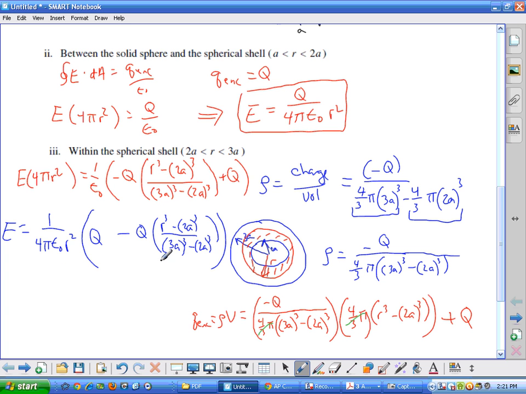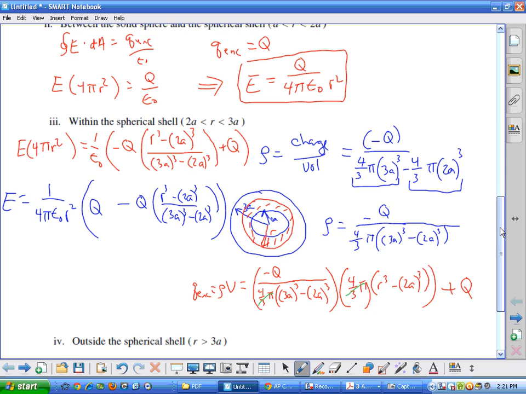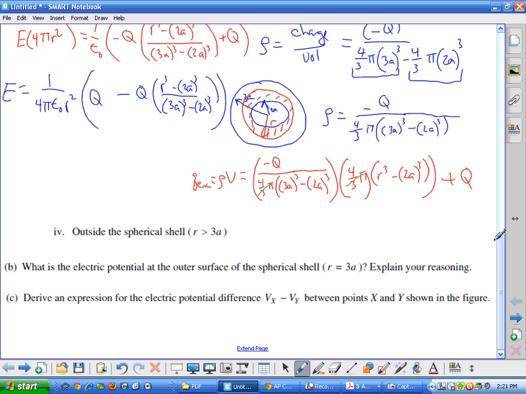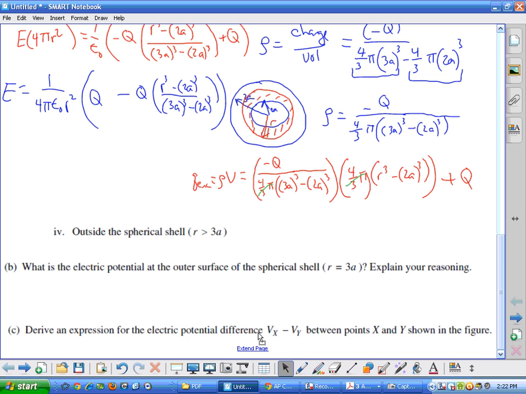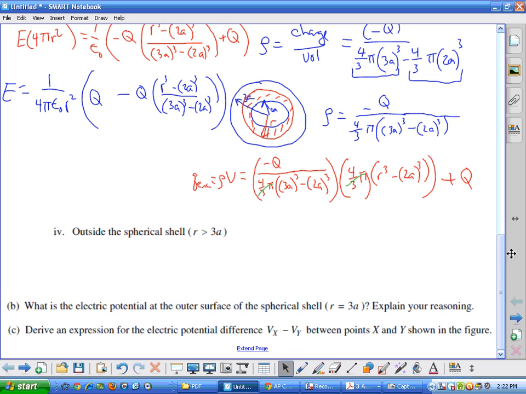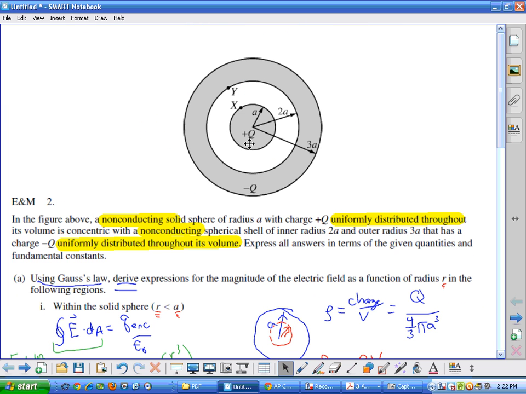This shows that you knew how to find the enclosed charge, you knew how to handle the spherical shell, but again, it's still using the same idea of Gauss's law. Outside the spherical shell, you might think that that's going to be ugly, but when we're outside the shell, we had this inner sphere with a charge plus q, and we have this outer shell with a total charge of negative q.